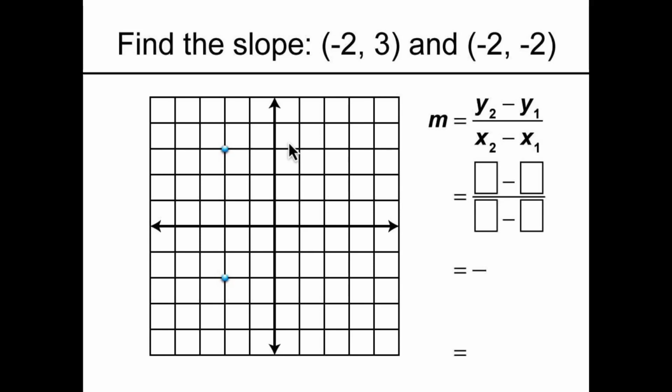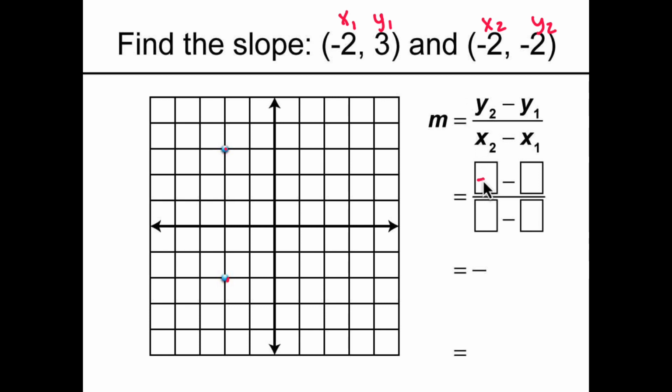To find the slope of the line connecting these points, use the slope formula. First, label the coordinates x1 and y1, then x2 and y2. Let's call this one x1 and this one y1. This one becomes x2 and this becomes y2. Plug these coordinates into their corresponding place in the formula.